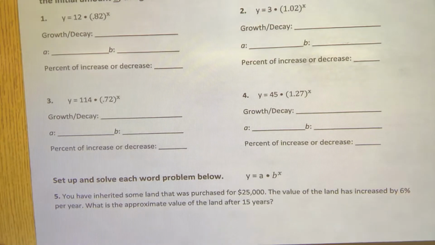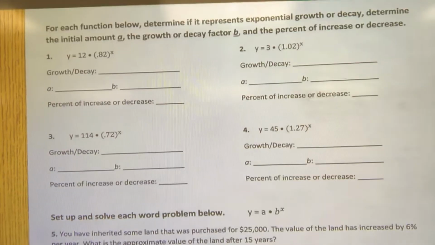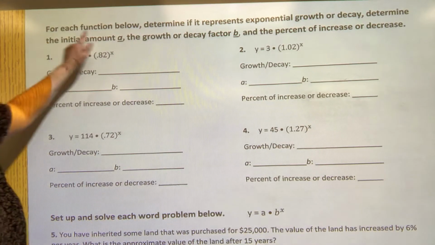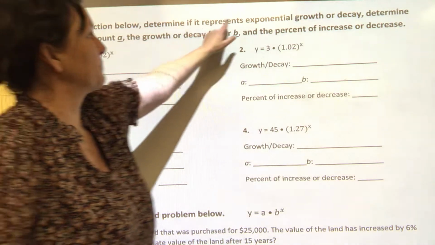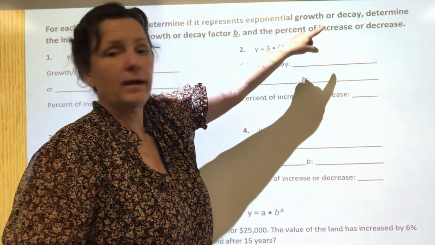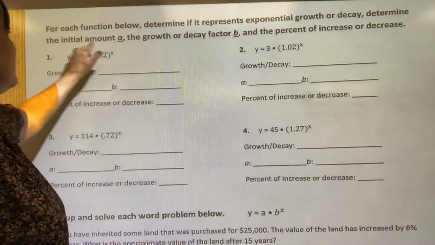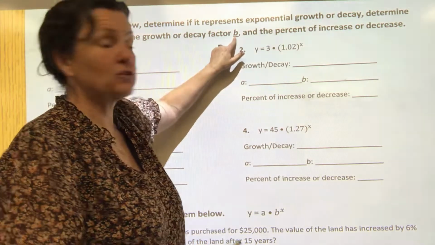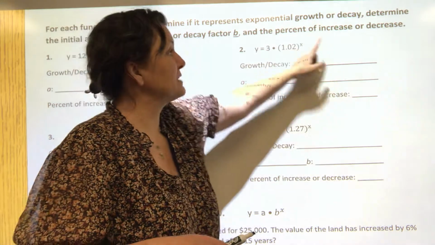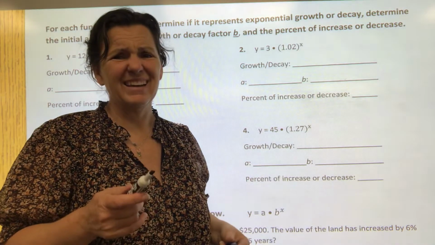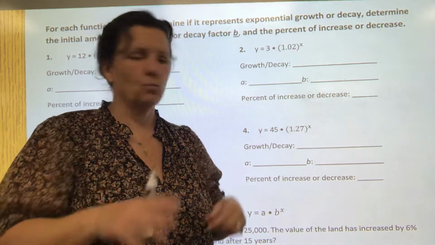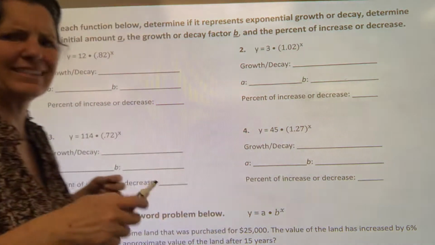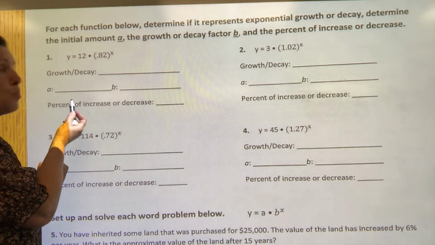So this is the backside of my notes. If we read the directions, for each function below, determine if it represents exponential growth or decay. Determine the initial amount, also known as A, remember, and the growth or decay factor, which is B, and the percent of increase or decrease. It sounds like a lot of vocab. We're good. We got this, right? Let's look at this first one, number 1.